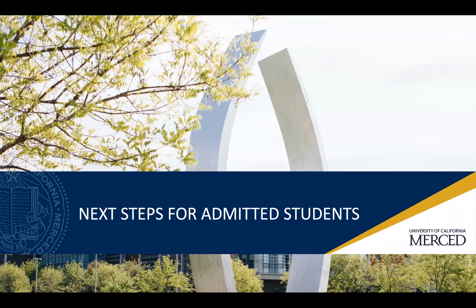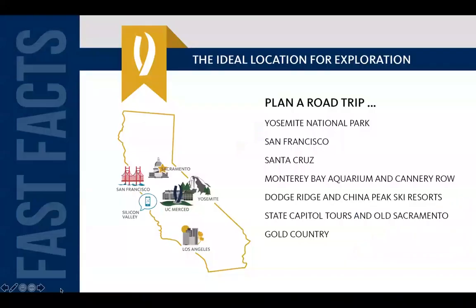Now, a lot of you may have questions or concerns regarding where UC Merced is. Next slide please. One of the things I want to tell you is that we are in the heart of California, right in the Central Valley. A lot of times people ask, what is there to do around UC Merced? One of the things I tell students is that UC Merced is in the middle of everything. You have San Francisco, San Jose, Monterey Bay, Santa Cruz, Sacramento, and Yosemite, and it's all within driving distance.